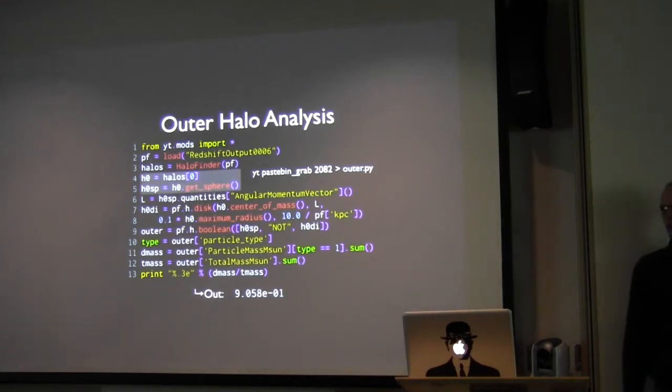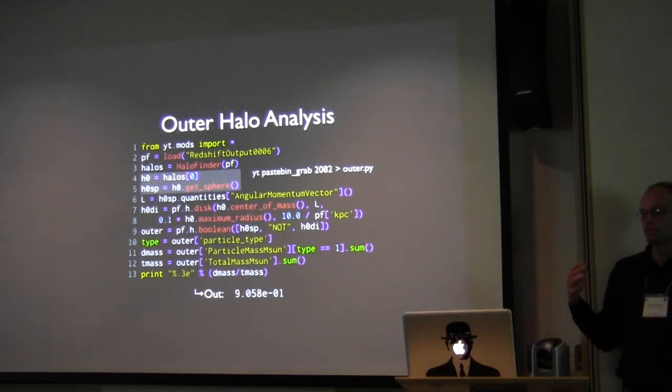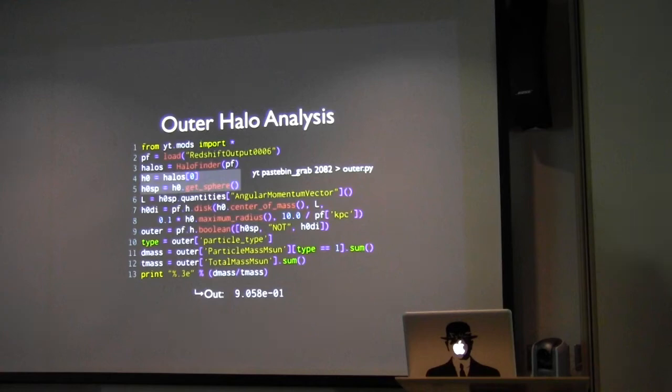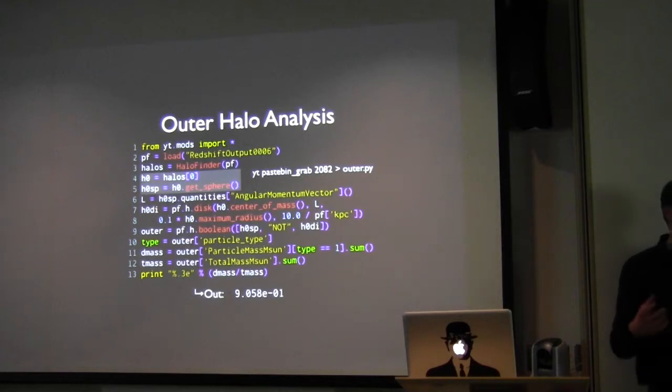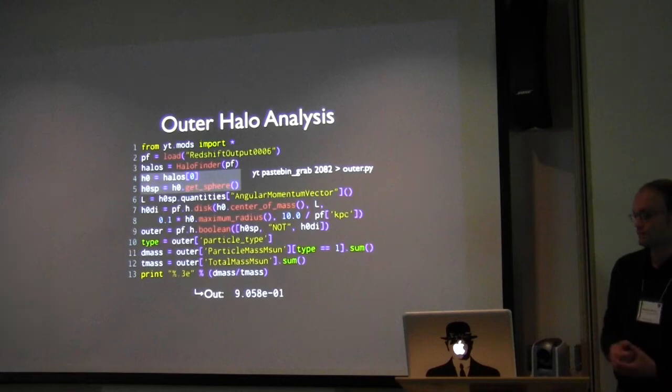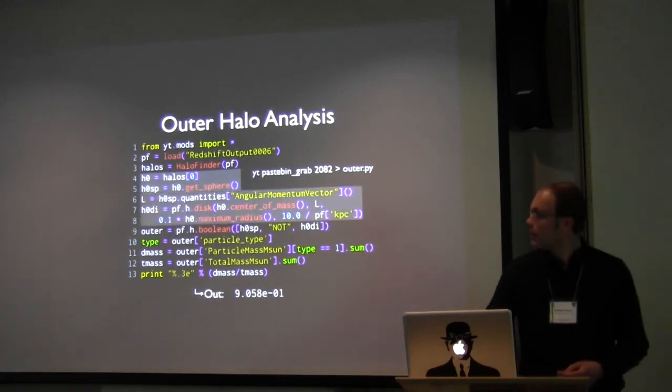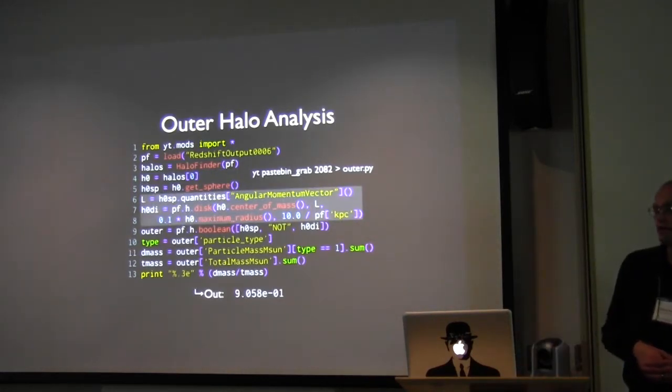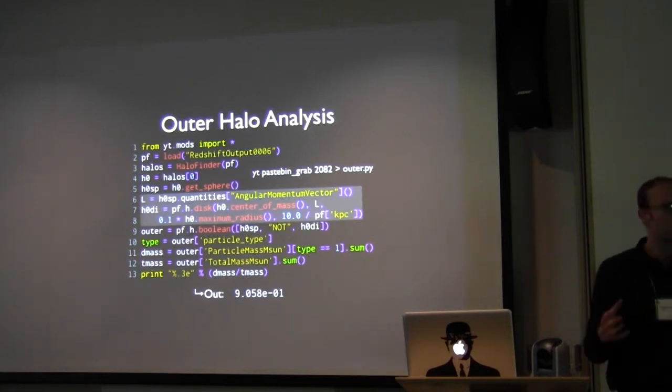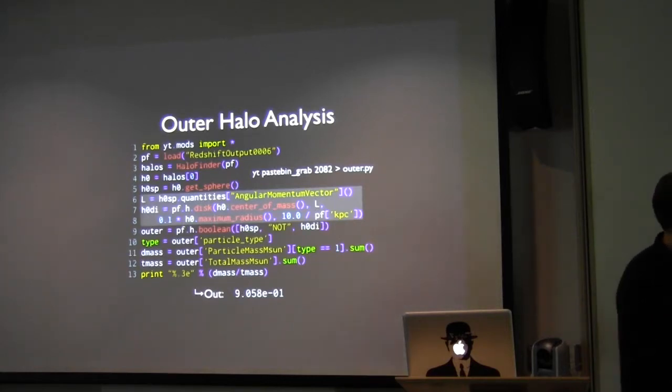Like everything in YT, halos are objects. So H0 represents the largest halo in the box. Line 5, I'm making a sphere data container that's the size, the physical extent of the biggest halo. And then line 6, I'm calculating the angular momentum of the matter inside that sphere.